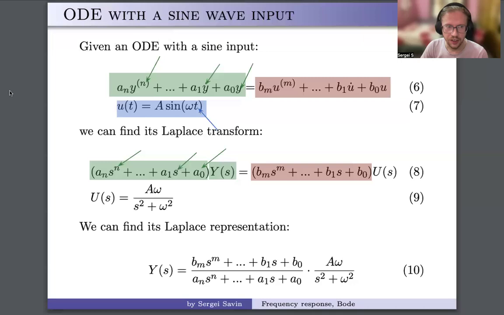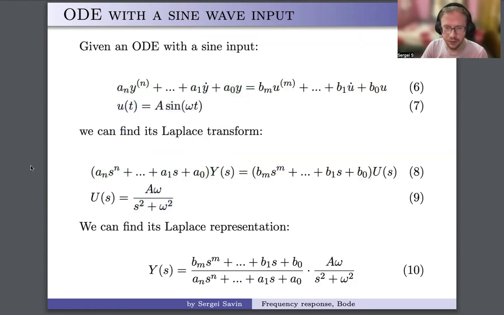So far, quite clear. Now, let us see what's going to happen with u. So this equation, u of t equal to a times sine omega t. Well, we just learned that sine omega t gives us omega divided by s squared plus omega squared. And that's exactly what we have. Times a, so this a here becomes this a here. So very basic, very basic.